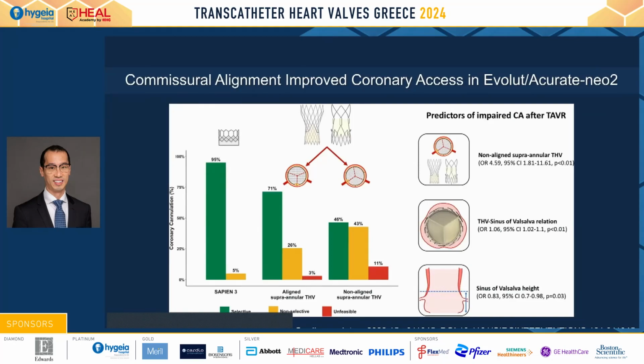In fact, Giuseppe Tarantini's paper shows that if you have commissure alignment with these tall self-expanding valves, you can see that selective coronary angiography is improved compared to if it's misaligned.